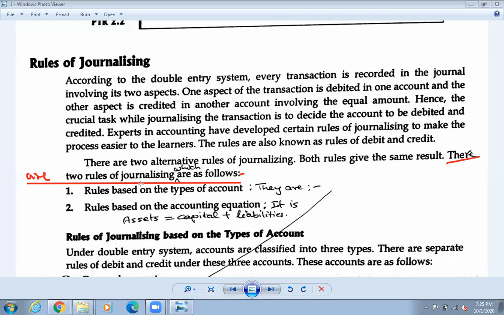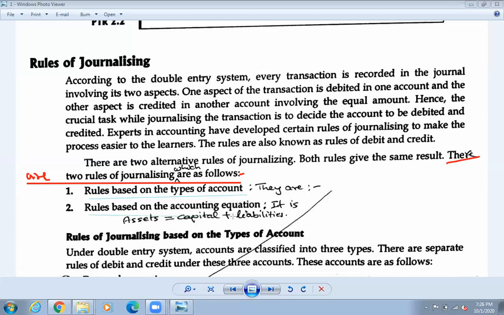so let me highlight with the next color. Now, so there are two rules. One is the rules based on the types of accounts. Based on the types of accounts, that means there are three types of accounts. One is the real account, personal account, and nominal account. So there are three types of accounts available here that we are going to learn right now.